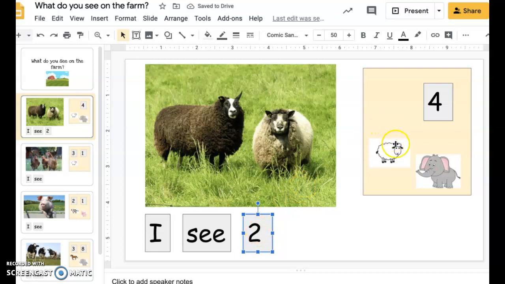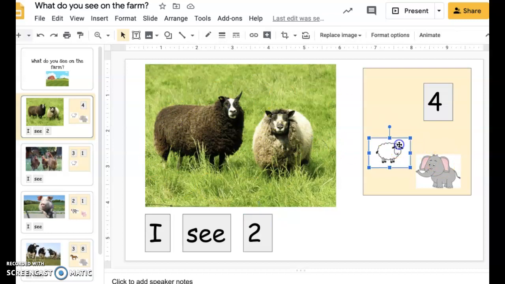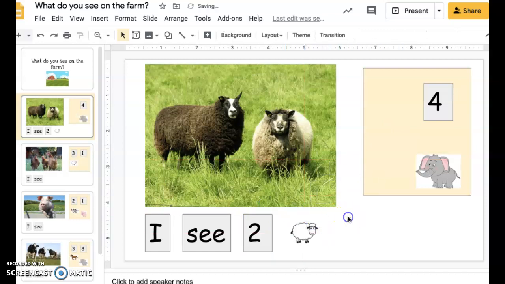Did I say I see sheep, or did I say I see elephants? Oh, I know, I see sheep. So I'm going to take the picture of the sheep and move it down. Then I'm going to read my sentence all over again. I see 2 sheep. This described my first picture of my sheep on the farm.